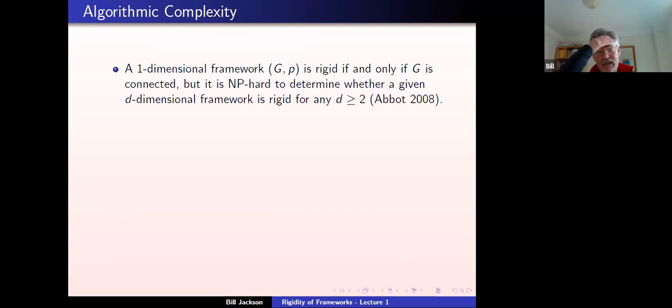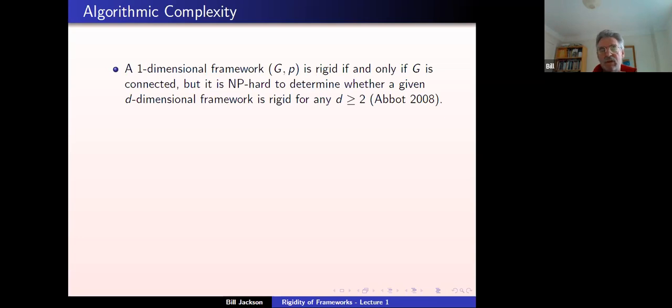This is about algorithmic complexity of frameworks. I think another thing that Mira said this morning is that people working in the area are very interested in whether their results can be turned into efficient algorithms for deciding rigidity or flexibility. And this is a negative slide in that sense. If we have a one-dimensional framework, so the framework is on the line, then it's very easy to decide whether it's rigid or not.